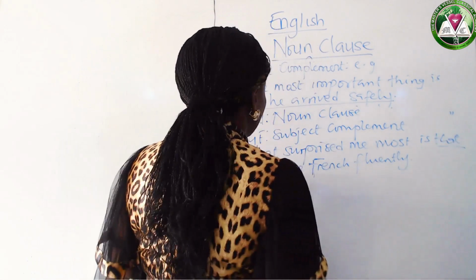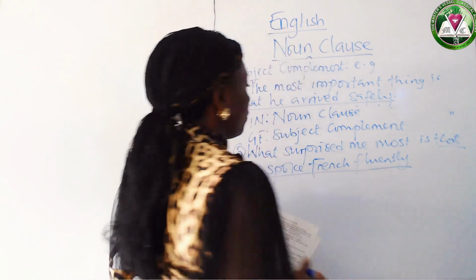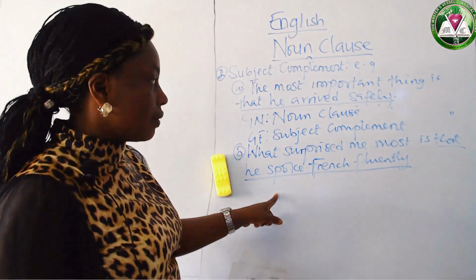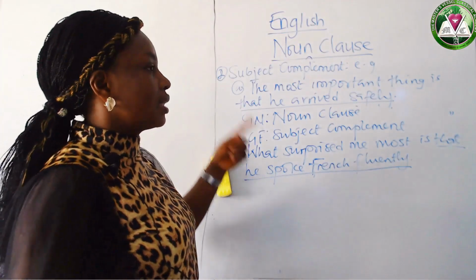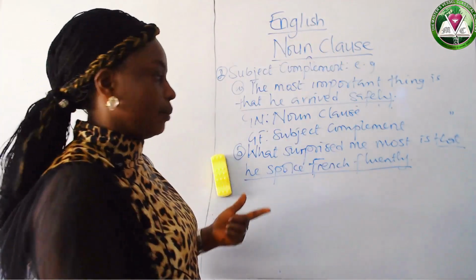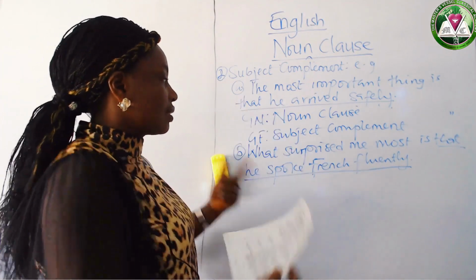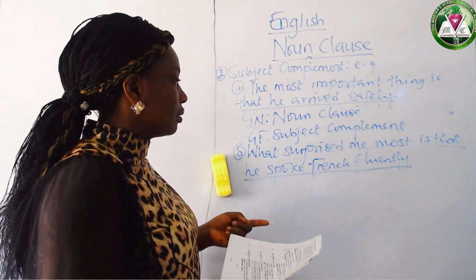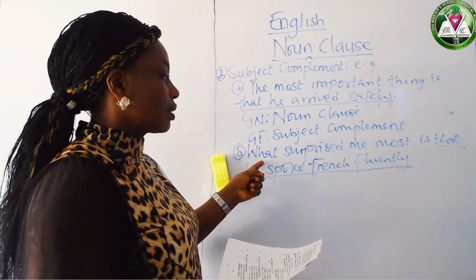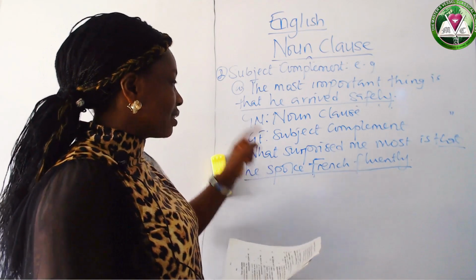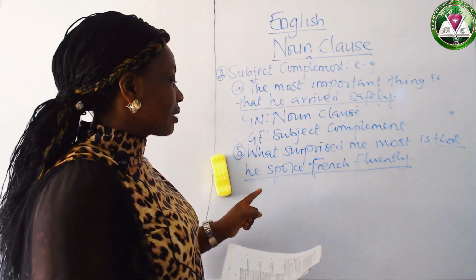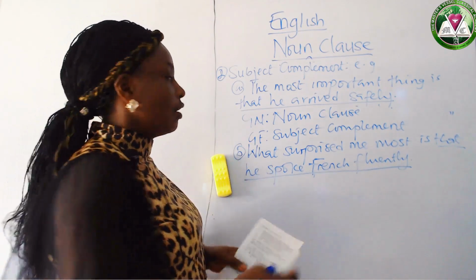That he spoke French fluently. And that is our noun clause. Remember, subject complement, so it takes the position after the verb. And it says the same thing as the subject. So my surprise, my amazement, my astonishment is the same thing as the fact that the person spoke French fluently.